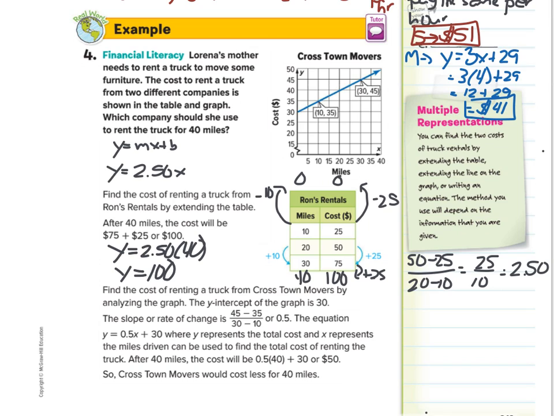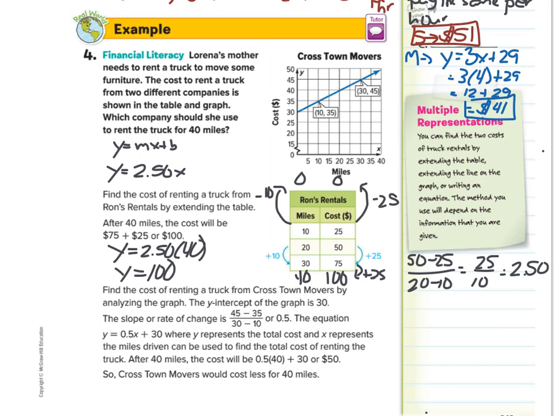Now, what did they do for finding the cost of Crosstown Movers? They analyzed the graph. The y-intercept of the graph is 30, and you can see that right there. The slope, they took 45 minus 35 to get 10, 30 minus 10 to get 20. And so 10 over 20 is 1/2, or 5/10, 0.5. So they actually then did write an equation for this. They wrote y equals 0.5x, or 5/10 x, or 50 cents x, plus 30. So it's 50 cents per mile, but it has the initial cost of $30. So they actually then substituted in the 40, multiplied it by the 50 cents per mile, added the 30, and got $50. So Crosstown Movers would cost less for 40 miles.